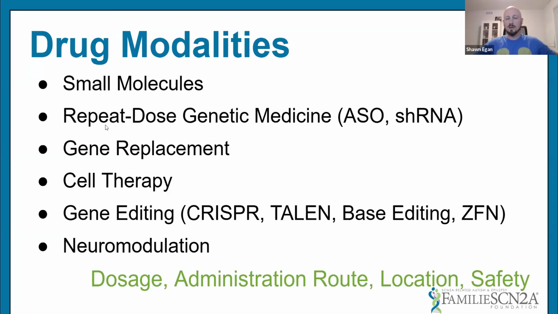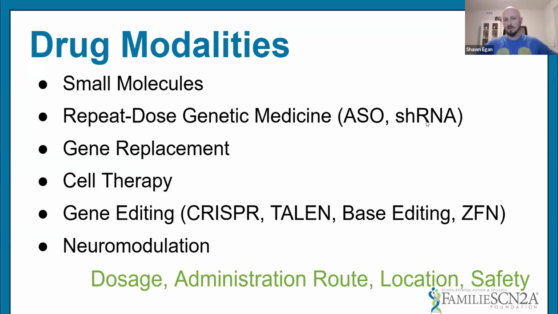Then there are repeat dose genetic medicines. A few of these that are out there are antisense oligos, often referred to as ASOs, and shRNAs. These are a form of gene therapy, but what's different about them versus what we typically think about with a gene therapy is these require chronic administration.